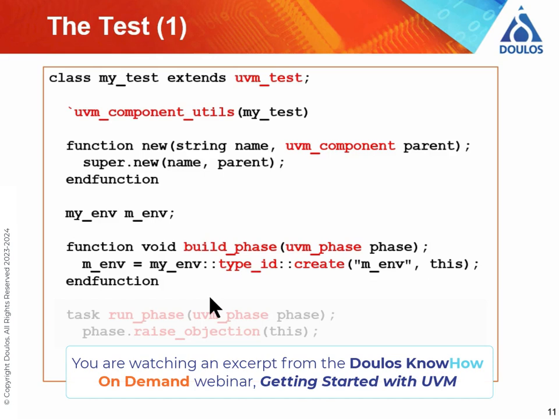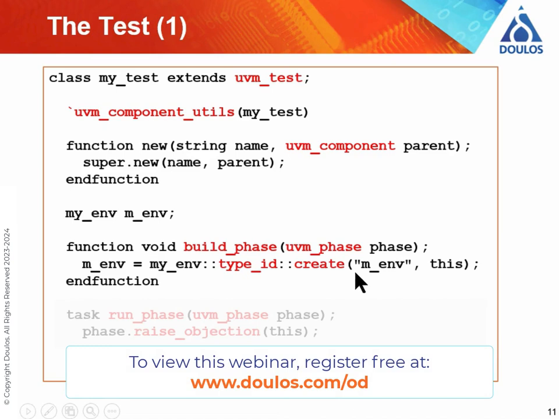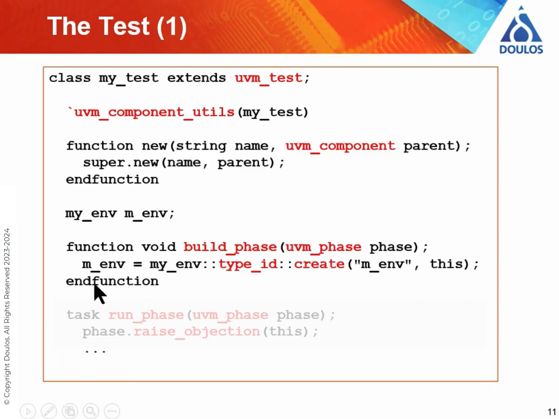The code on the right-hand side of the assignment operator, the equals sign, returns a reference to an object of class, in this case, myEnv. Notice that the same two arguments are given here as are expected by the constructor of each component class, a name and a reference to the parent component. For the name, always use the same name as the variable that's on the left-hand side of the assignment operator. And what about the parent? This class is the parent, so the reference to the parent is just this.